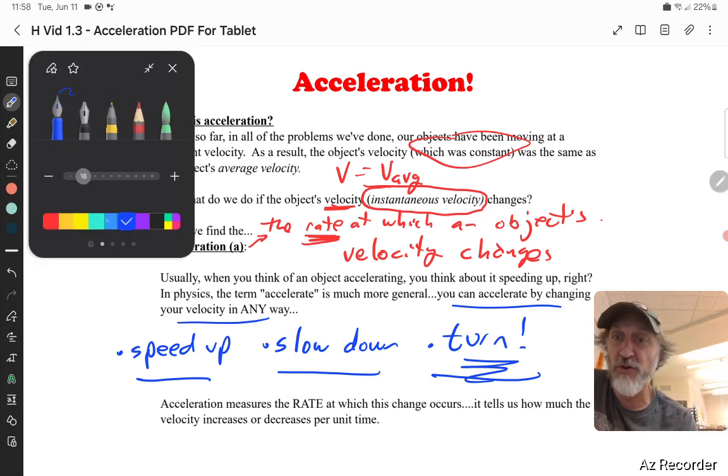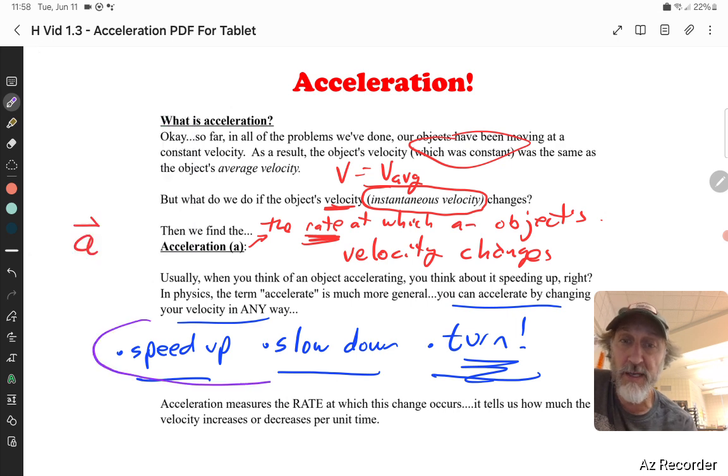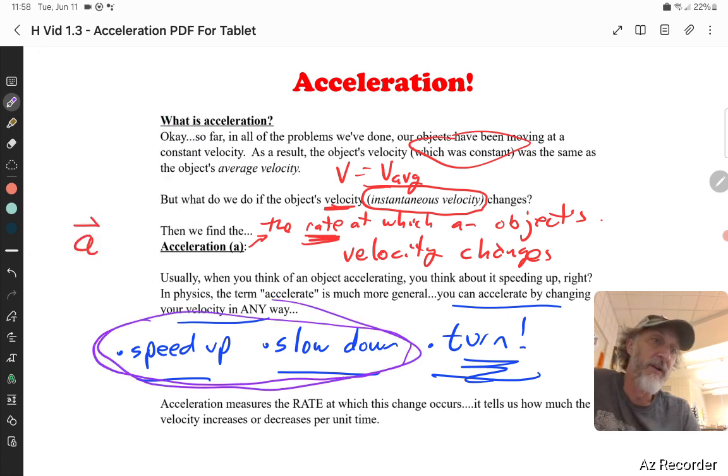Which ones of these are changes in speed? Whoa. These ones are the only ways to change your speed. So there are three ways to change your velocity and only two ways to change your speed.